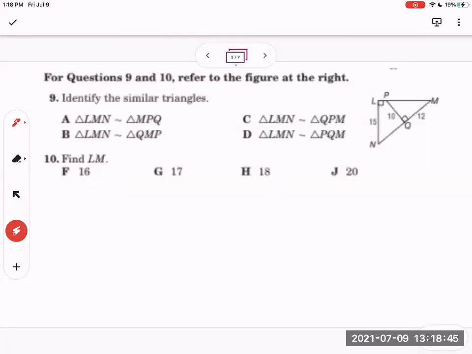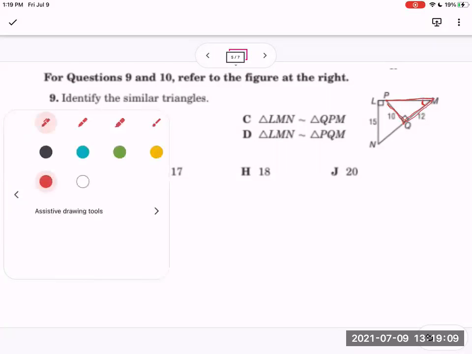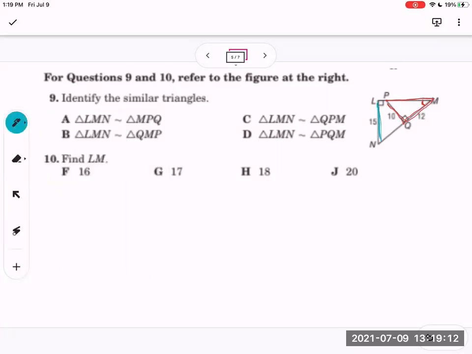Okay. Next question says, identify the similar triangles. Is that what we want? Number 9, identify the similar triangles. Both of them. Okay. So, well, we can see that this angle is on this triangle right here, and that angle is also part of this triangle right here. So notice it's part of 2 right triangles. You follow what I'm saying? So angle M is part of 2 different right triangles.